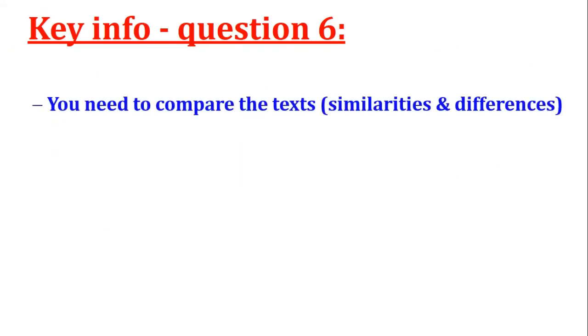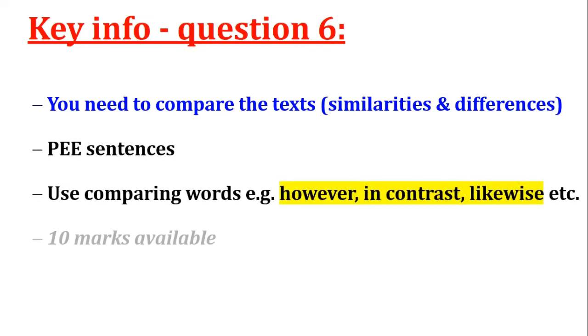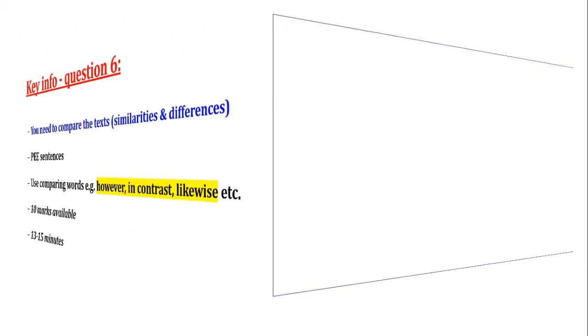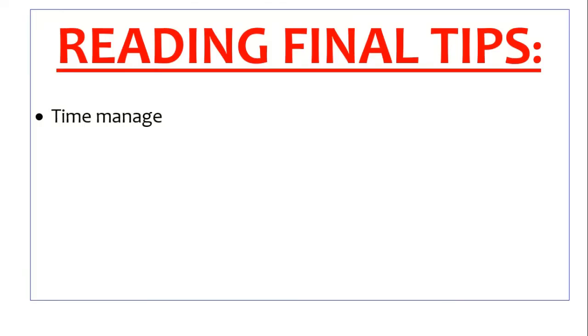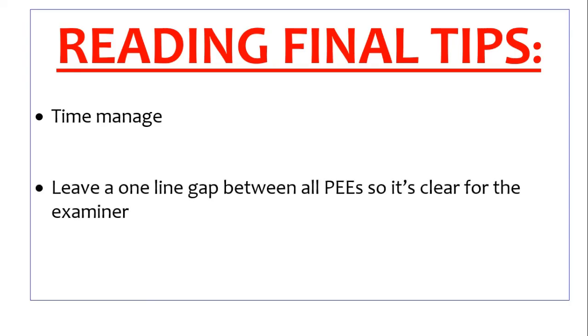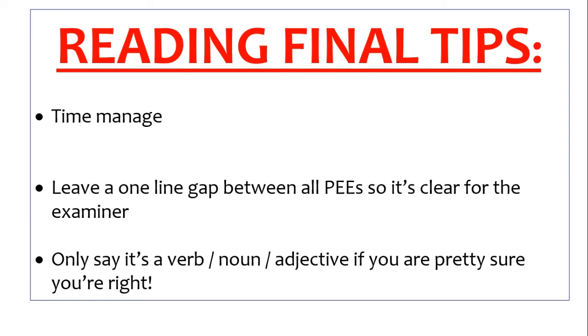The key info for question 6: you need to compare, say what's the same and what's different. PE sentences, use comparing words. 10 marks available, and it's 13 to 15 minutes. And then a little summary for all the reading exam. Time manage, so remember it's 13 to 15 minutes for a 10 mark question, 3 or 4 minutes for a small question. Leave a one-line gap between all PEs so it's clear for the examiner, and only say if it's a verb, noun or whatever if you're really sure it's correct. If you're not sure, just say the word.